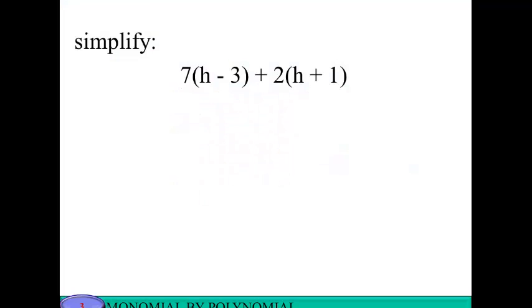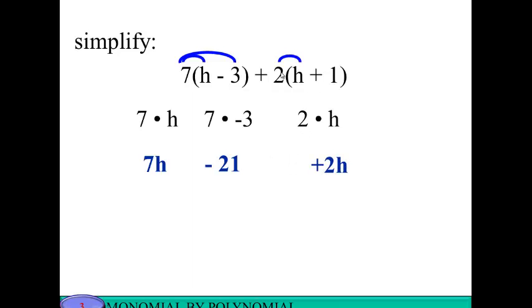For our final example, let's try to simplify 7 times the quantity h minus 3 plus 2 times the quantity h plus 1. So here we are going to distribute our 7 to h and minus 3, and then we are going to distribute 2 to h and plus 1. So 7 times h will give us 7h. 7 times negative 3 will give us negative 21. 2 times h will give us 2h, and then 2 times 1 will give us 2.